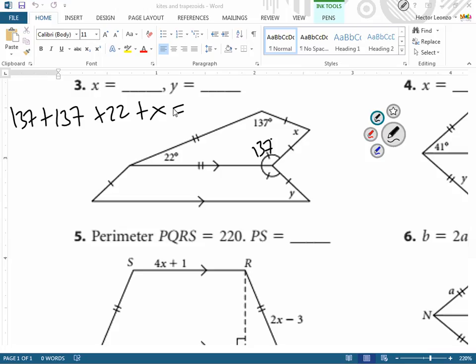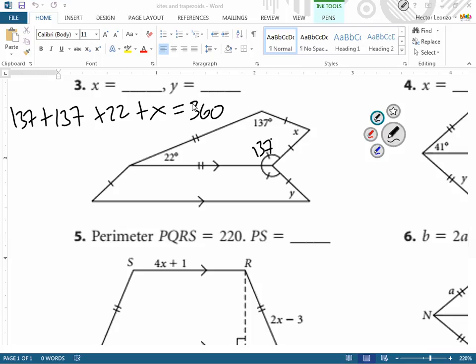How much is that before x? What is it? 360. Right, because in a four-sided figure, n minus 2 times 180, the four angles add up to 360. So you guys can solve for x.